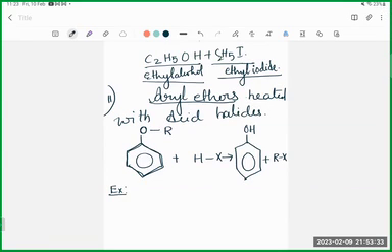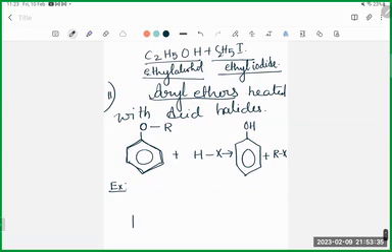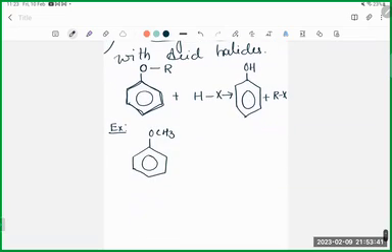If I take, suppose R is equal to CH3, then the compound will be called anisole. So anisole can be treated with hydrogen iodide. Tell the product, Hridaya.